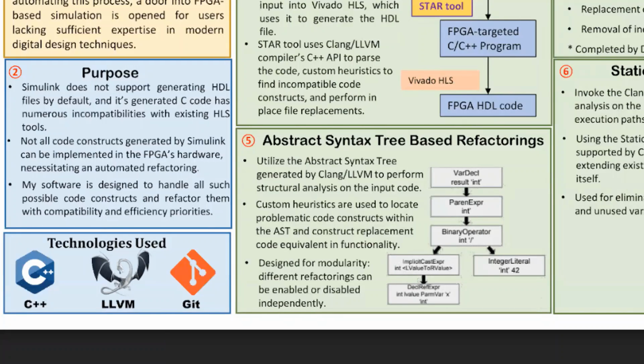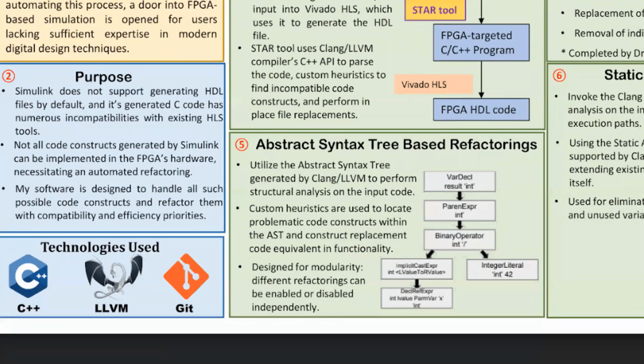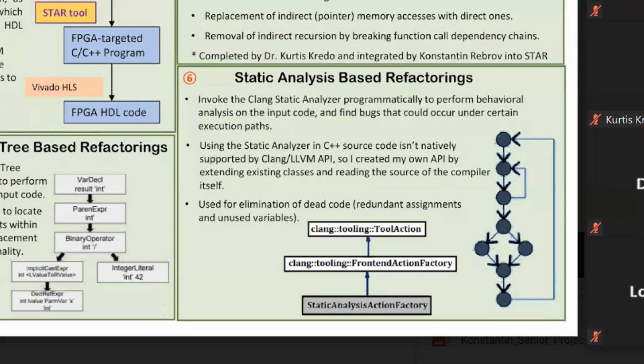So moving on to the 6th box, this describes the static analysis based refactorings, which I think were the hardest part of this project. Basically, for those of you who aren't familiar with static analysis, in contrast to the tree-based refactorings, which only look at the structure of the source code, the static analysis-based refactorings look at the behavior of the source code under certain conditions. Tree-based refactorings can't tell you anything about the behavior of the program. They just tell you about the structure.